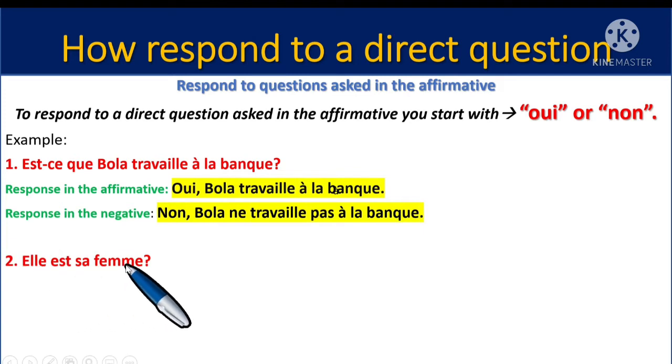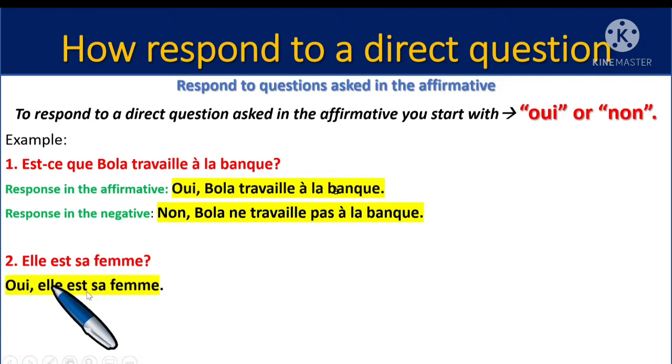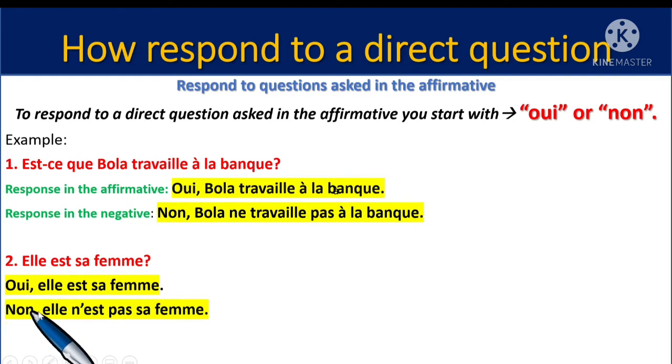Elle est sa femme. We're using the second statement now. Elle est sa femme. So let's respond in the affirmative. We'll say oui, elle est sa femme. Yes, she is his wife. Let's respond in the negative. Non, elle n'est pas sa femme.